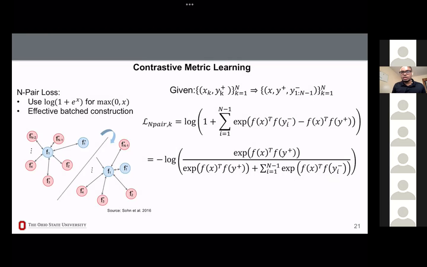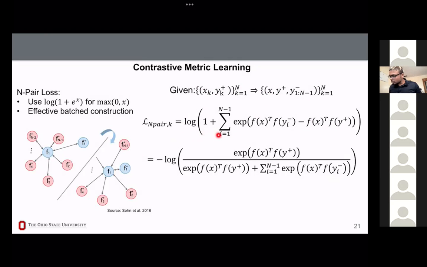So given this batch, you create just the positive pair and all n-1 negative pairs, and then you create this loss function with positive being minimized and negative being maximized, and that's why this is called n-pair loss. So it's a loss between n pairs. That's what this figure is trying to say.